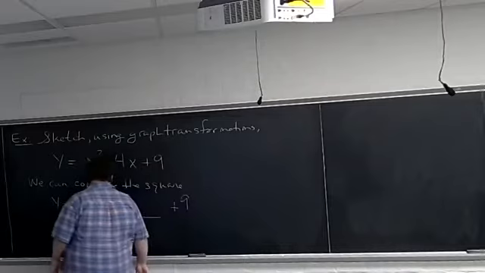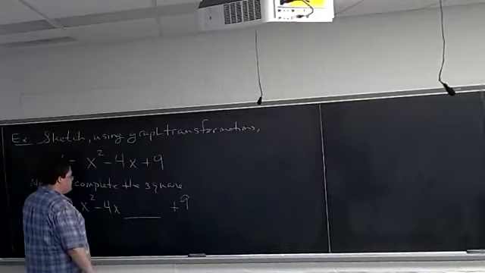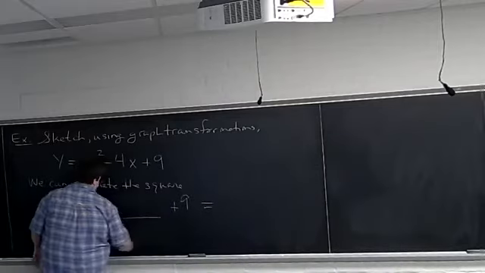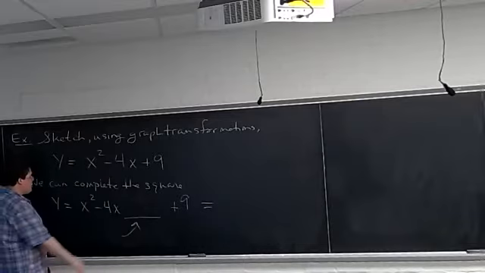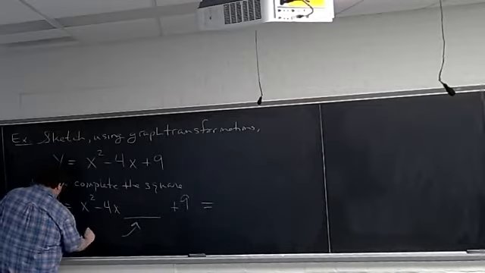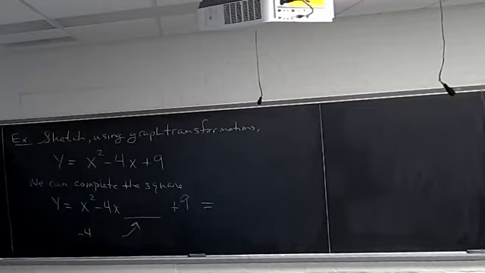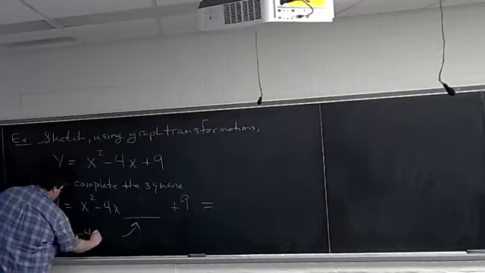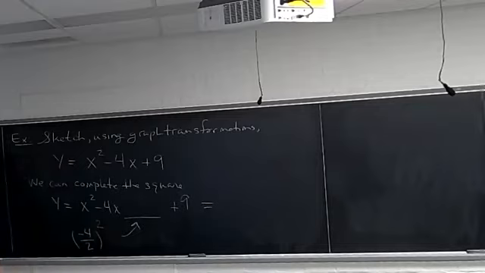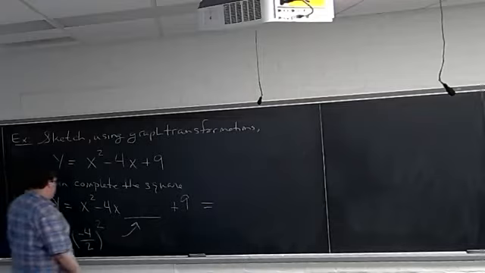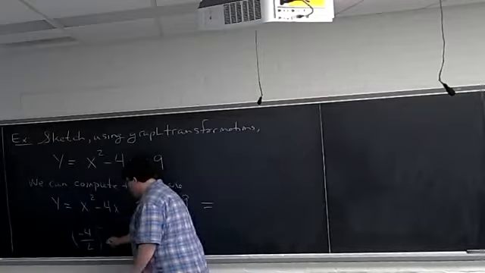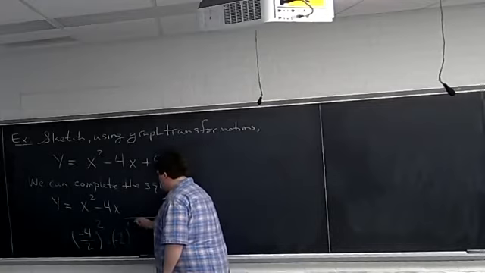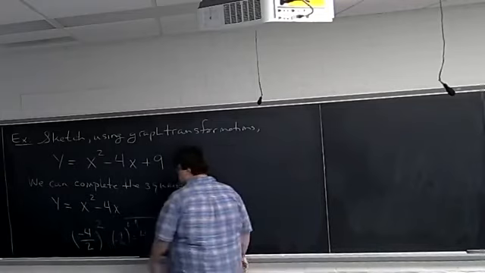Now, which convenient 0 will we add? We look at the coefficient on x, which is negative 4. Divide it by 2 and square it. Negative 4 divided by 2 is negative 2. Negative 2 squared equals 4.